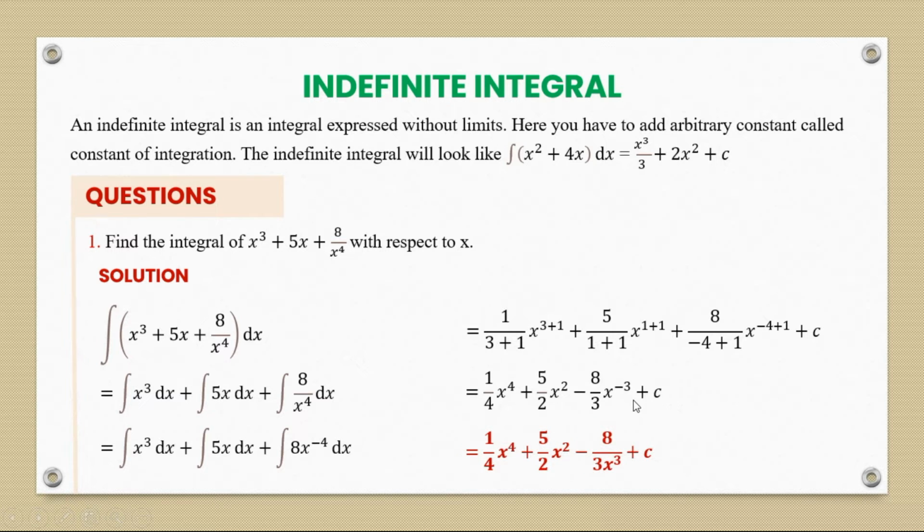Now this can be best simplified. We can take this back down to the denominator, and we'll have a quarter of x to the power 4 plus 5 over 2x squared minus 8 over 3x cubed plus c. As you can see, we've added the constant of integration right at the end, and that is very important.